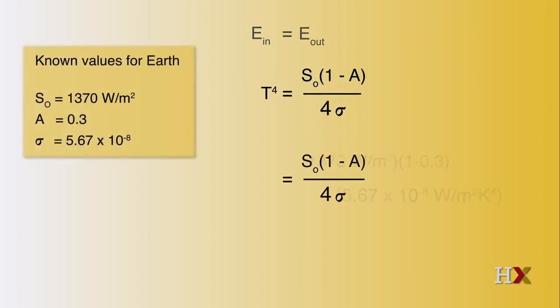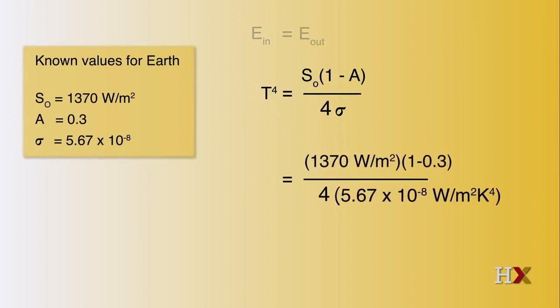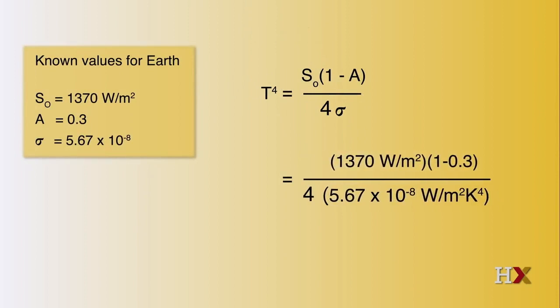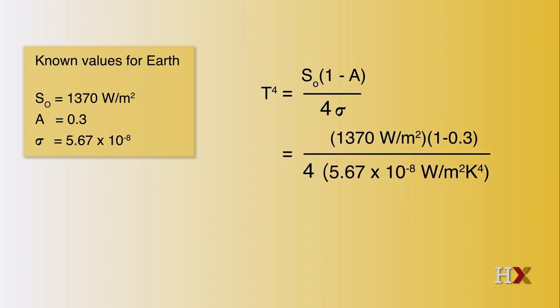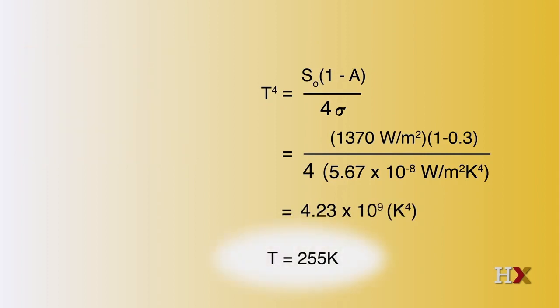We can plug in our known values for these different constants here. So the solar constant is 1,370 watts per meter squared. The albedo is 0.3. Sigma, the Stefan-Boltzmann constant, is 5.67 times 10 to the minus 8. So when we plug all those constants in, we get a surface temperature of 255 Kelvin, or about minus 18 degrees Celsius. Wait a second.